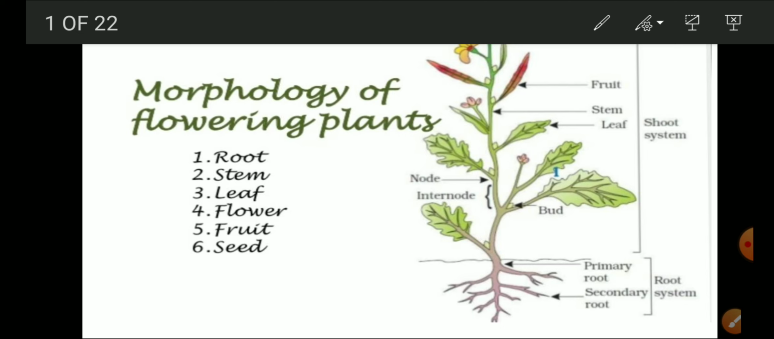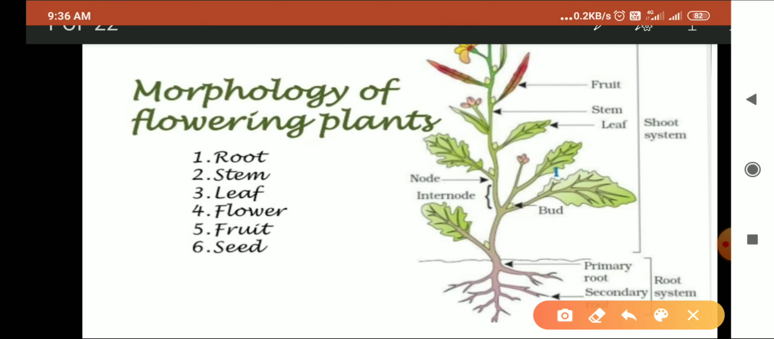There are two types of roots, primary and secondary roots. So this is our root system. Then we have a structure named bud that is present at the axil of the leaf. Then we have internode. Internode is a part between two lateral branches.